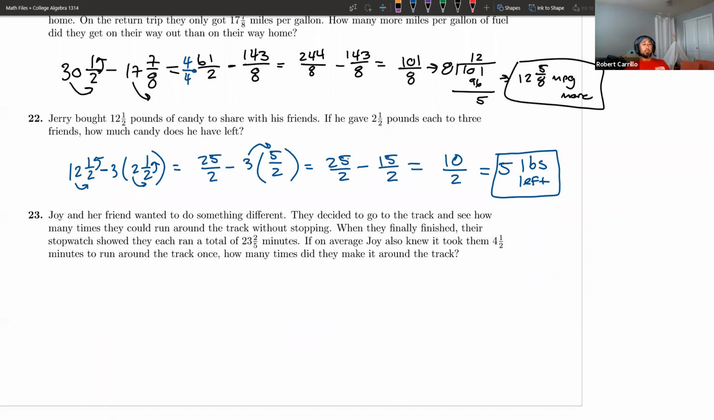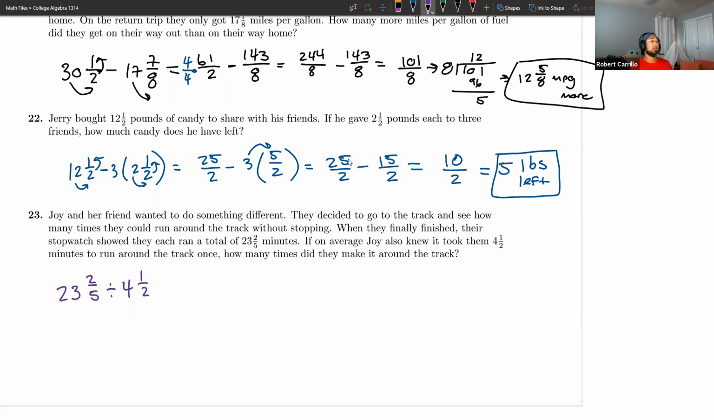Joy and her friend wanted to do something different. They just decided to go to the track and see how many times they could run around the track without stopping. When they finally finished, their stopwatch showed that they each ran a total of 23 2/5 minutes. If on average it took them 4.5 minutes to run around the track once, how many times did they make it around the track? All right, what is our operation here? Division. Good.